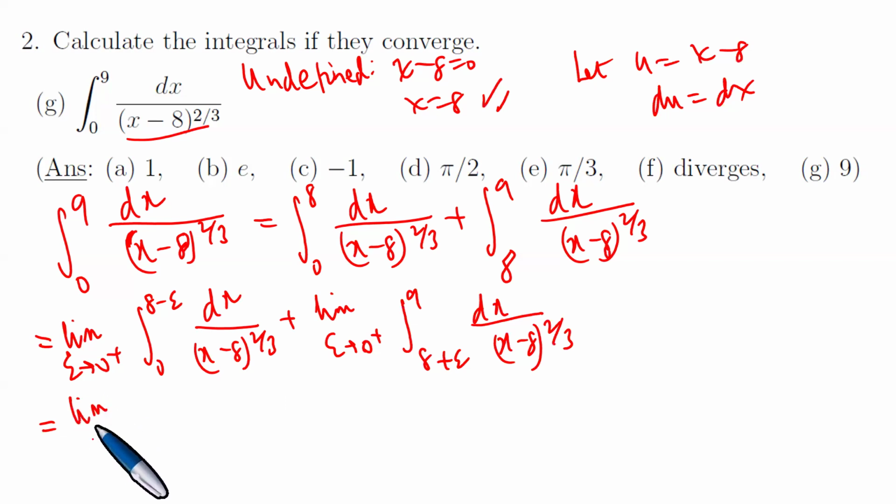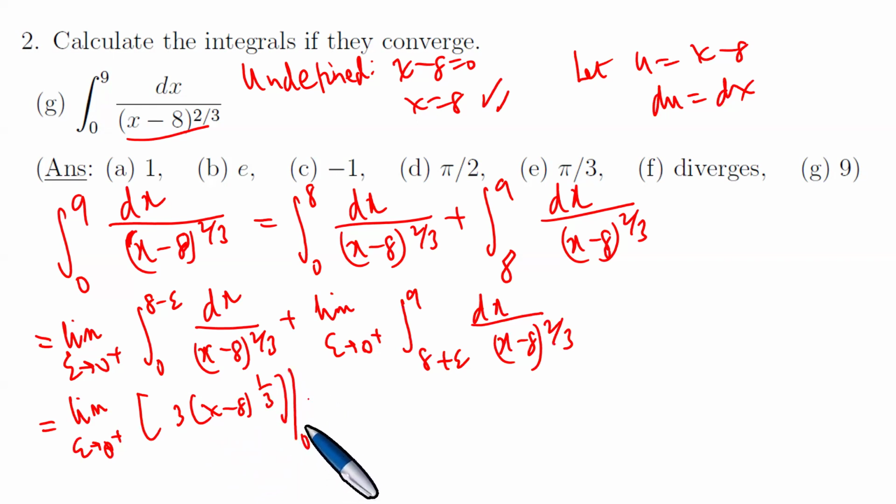All right, so we have the limit. So now, what is the integral of this? Minus 2 over 3, you add 1, it becomes 1/3. And this is 3 times (x minus 8) to the 1/3, from 0 to 8 minus epsilon.